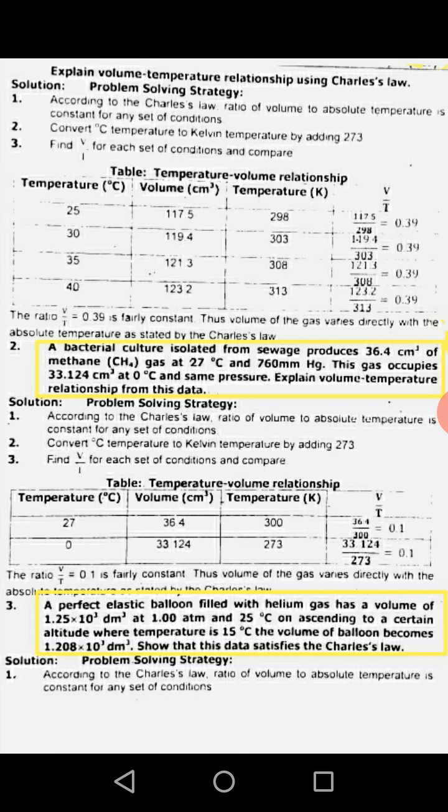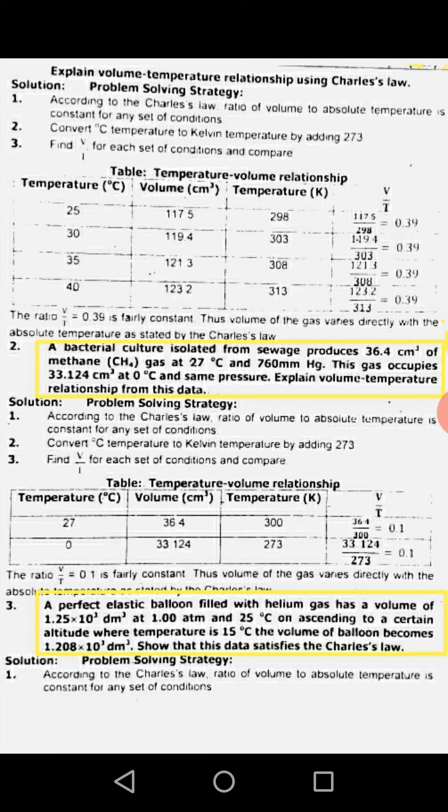it with helium gas, and it occupies a volume of 1.25 times 10 raised to the power 3 dm cube, and atmospheric pressure is 1.00, and our temperature is 25 degrees. As you know, 25 degrees is our room temperature. On ascending to a certain altitude where the temperature is 15 degrees, the volume of the balloon becomes 1.208 times 10 raised to the power 3 dm cube. Show that this data satisfies Charles' law.